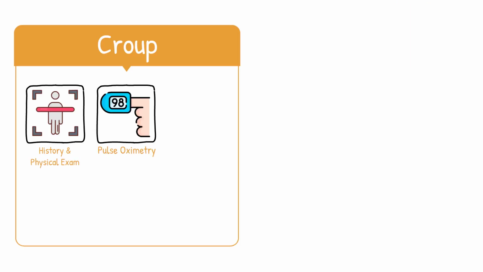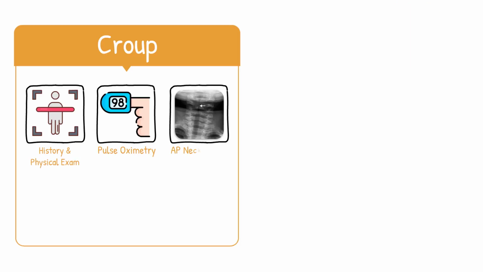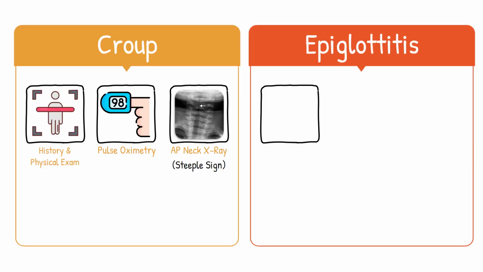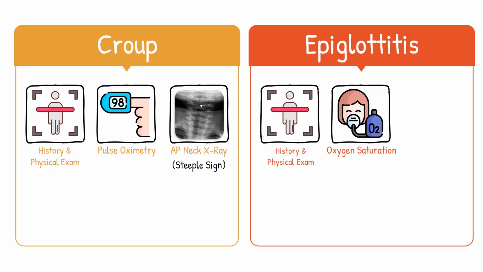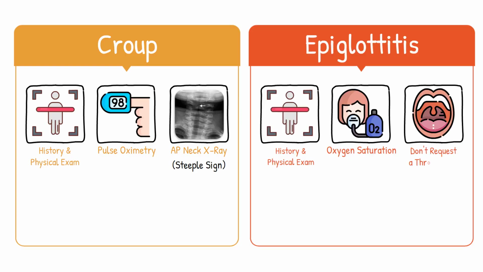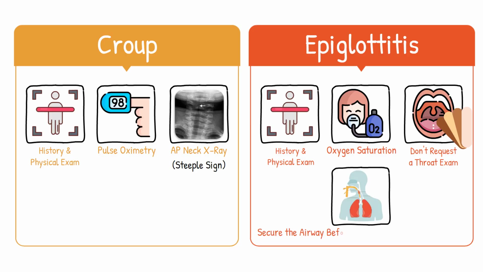When assessing a child for suspected croup, begin with a detailed history and physical examination, pulse oximetry, and if necessary, an AP neck x-ray to look for the steeple sign. For epiglottitis, you can also start with a history and physical, and also check their oxygen saturation. However, do not attempt a throat exam with a tongue depressor. The airway must be secured before any additional diagnostic procedures are considered.